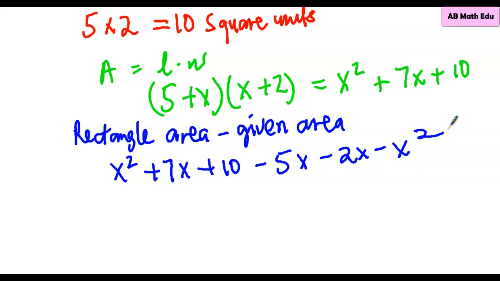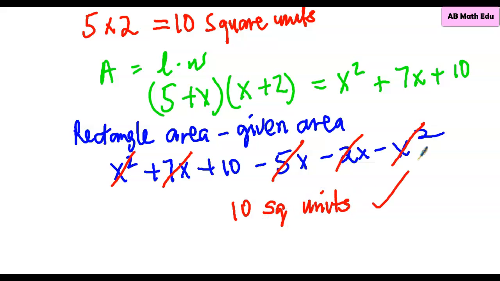So when we do that, x squared and x squared will turn into 0. This will be negative 7x, so this will go away with this, giving us this. And that is the leftover, and that is the shaded portion, and that becomes 10 square units.